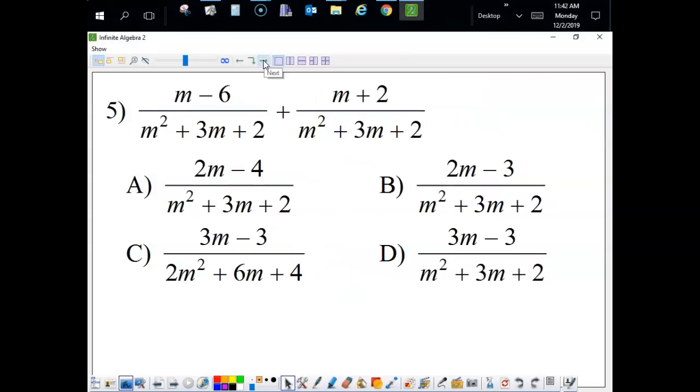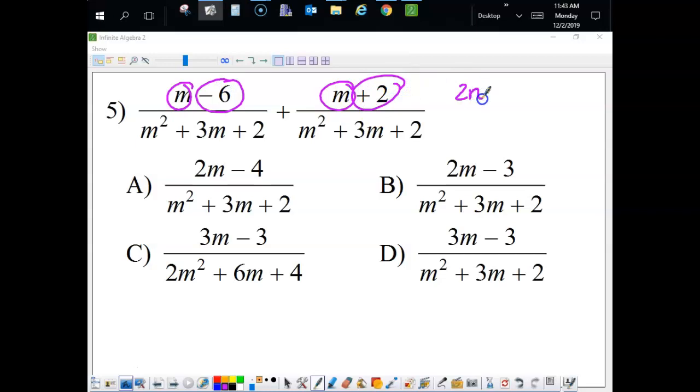All right. Next, we'll talk about adding. Now, when you're adding two rational expressions, they have to have the same denominator. Now, in this case, they do. So we're good. All I need to do is combine the m's and the -6 with the 2. So m plus m is 2m. -6 and 2 is -4. And my bottom is this.